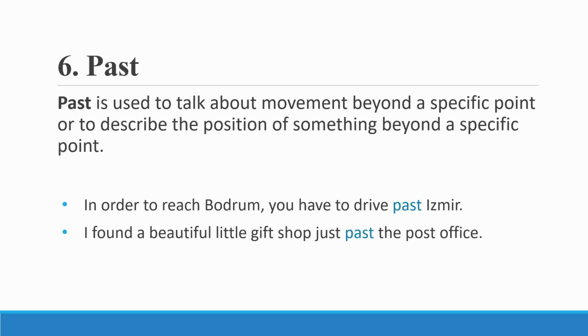Past is used to talk about movement beyond a specific point or to describe the position of something beyond a specific point. In order to reach Bodrum, you have to drive past Izmir. On the way to Bodrum, Izmir is a place you have to pass in order to reach Bodrum. I found a beautiful little gift shop just past the post office. It means as you keep walking, you are going to find the little gift shop right after the post office.